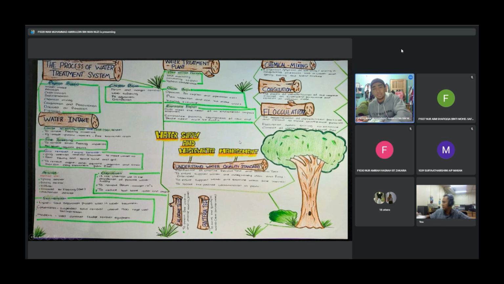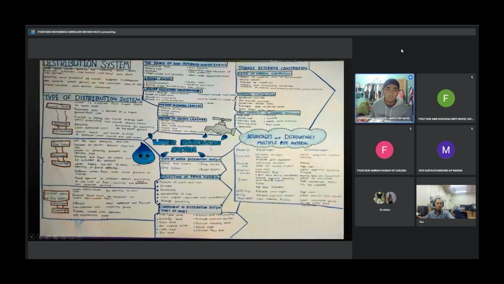Next, we go to the water distribution system. It is about the type of distribution system. The first one is gravity system. The second one is pump system, and the last one is combined gravity and pump system. Next, type of water distribution system: dead end system, grid system, ring system, and radial system.